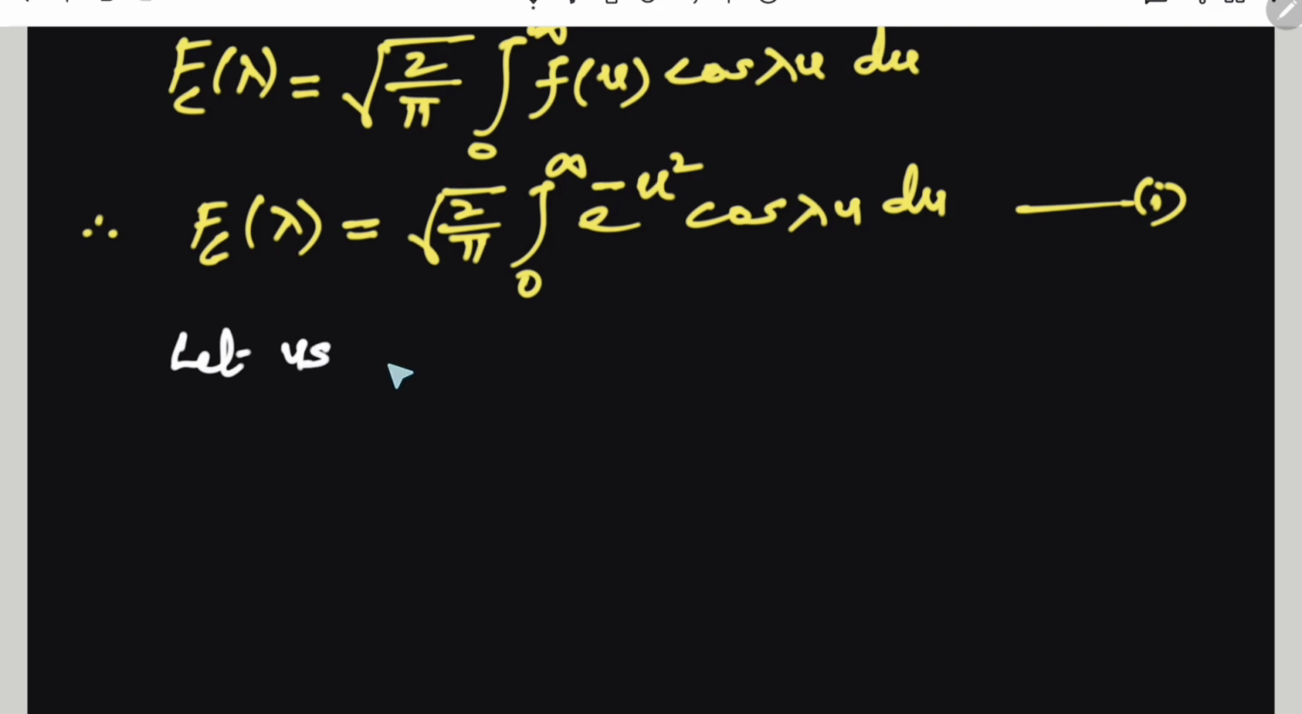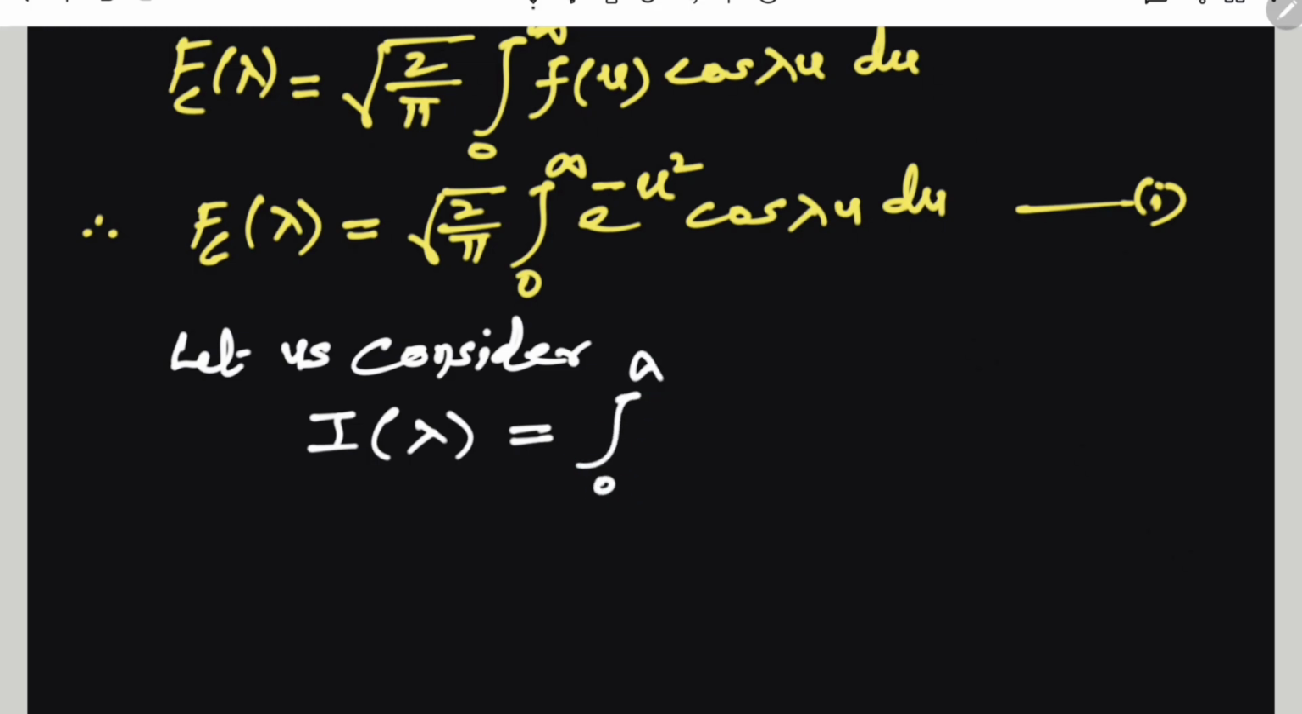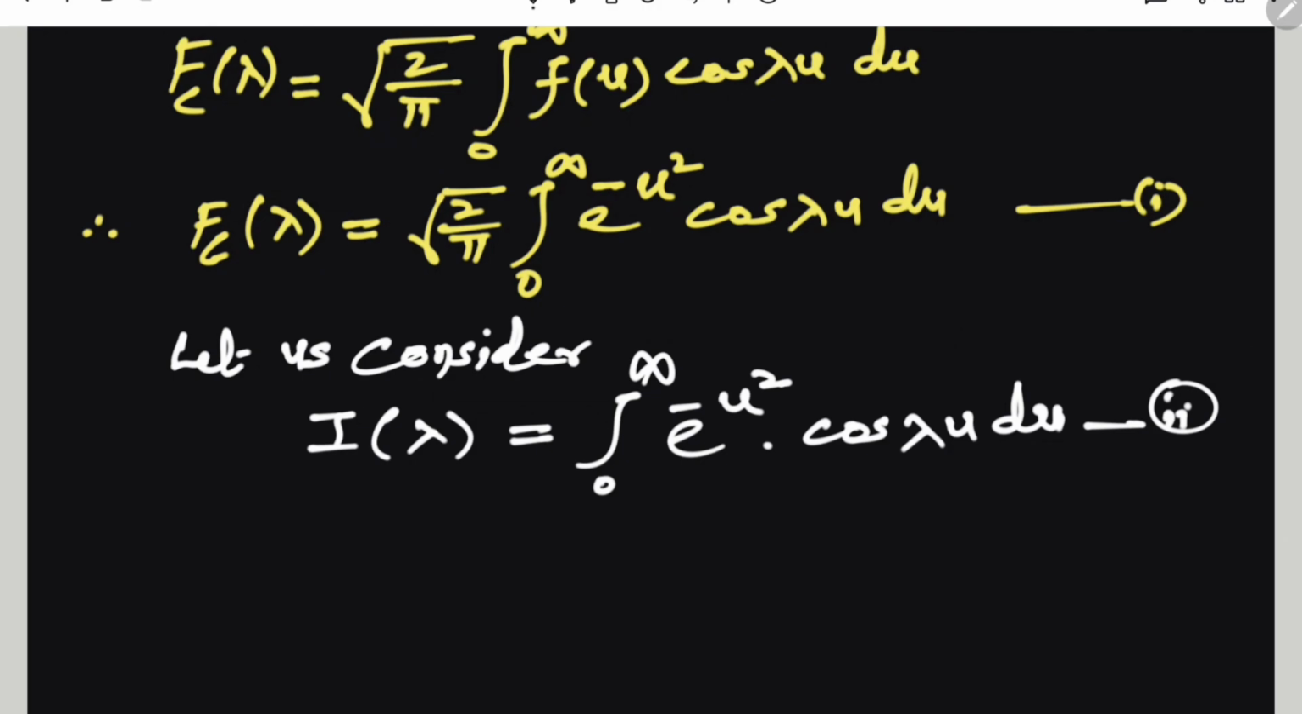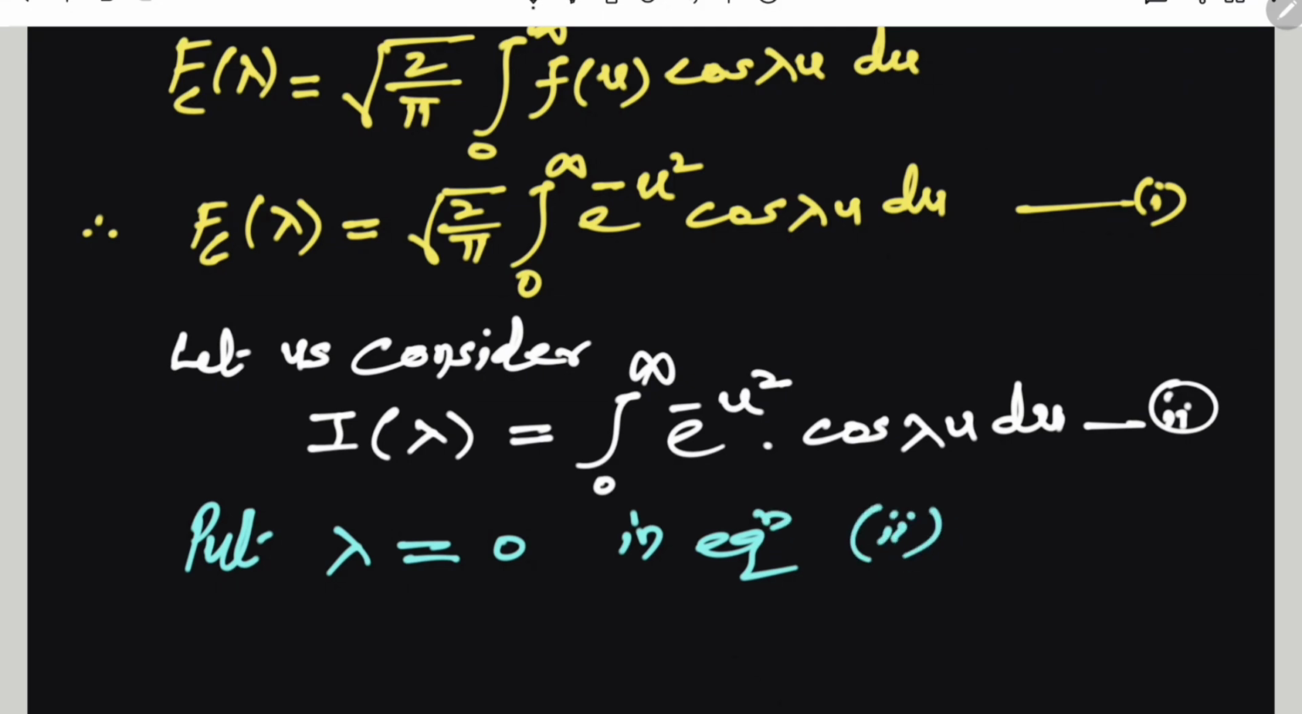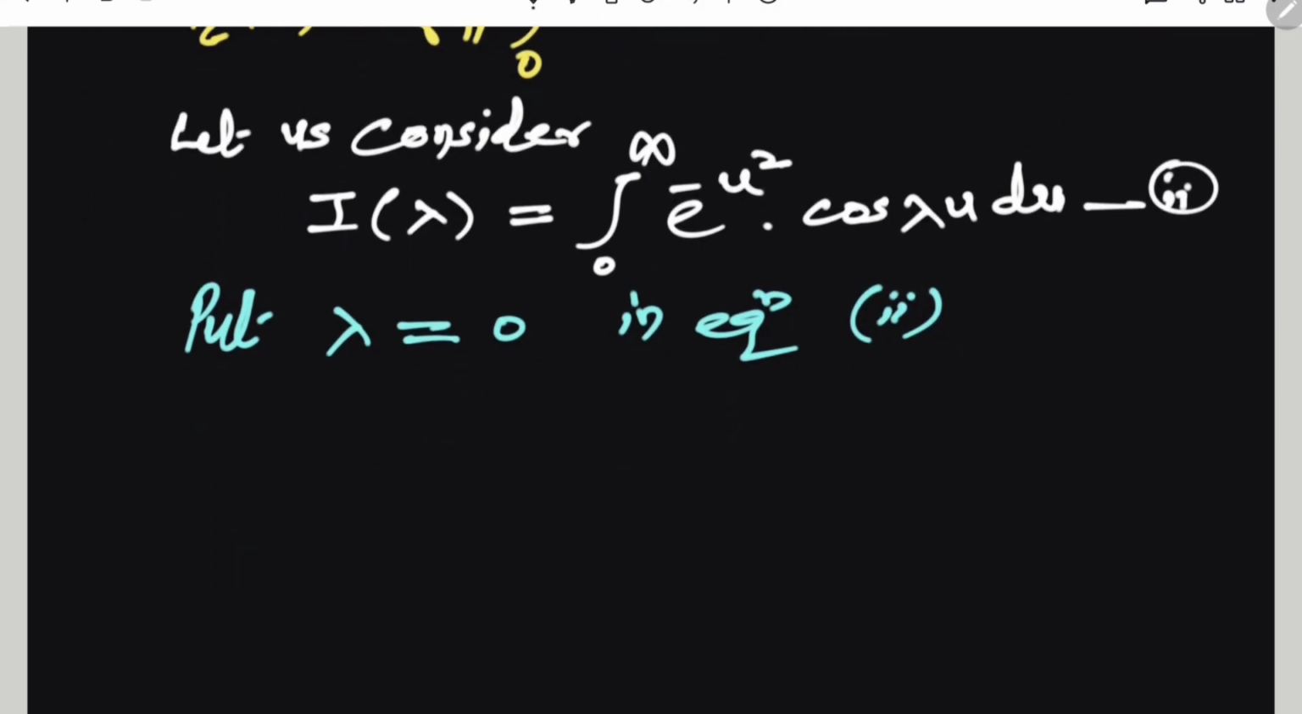Let us consider that integral as I of lambda, which is integration from 0 to infinity e raised to minus u square into cos lambda u du, as equation number 2. We require to obtain the value of that I of lambda. Therefore, put lambda equal to 0 in equation 2. At this step, rather than at the end of the calculation, I am substituting immediately.